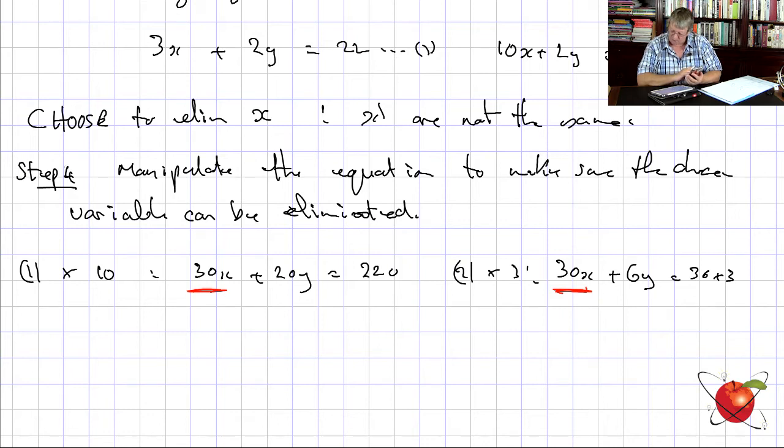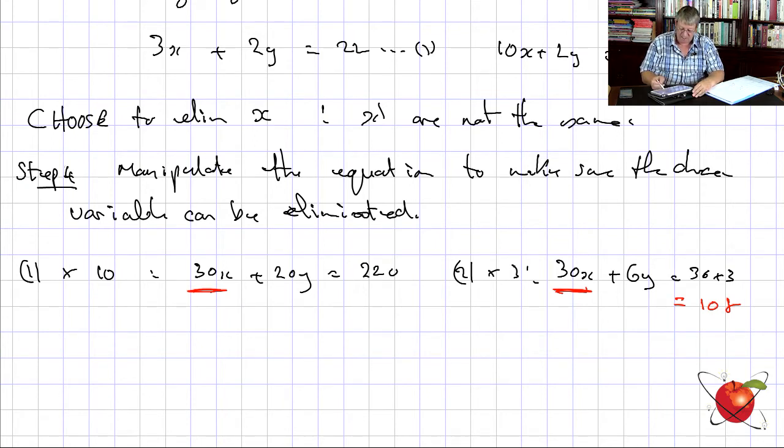Calculator. And what was it? 36 times 3. 36 times 3 is equal to 108. Equals 108 over there. All right. So what have I got now? We've got that. Therefore, now I want to get rid of x. So x is chosen. So I make sure that 30 and 30 correct.